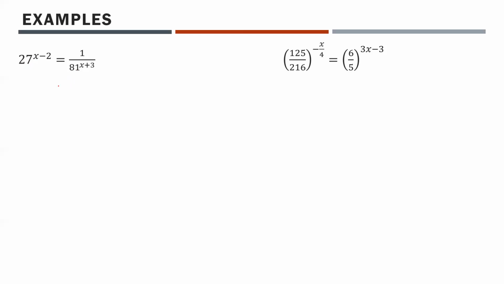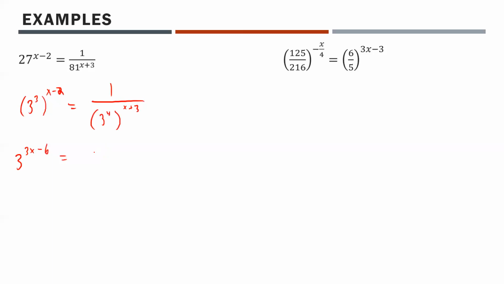And one answer, of course, is 3. 27 is 3 to the power of 3. And so we'll make that 3 to the power of 3 to the power of x minus 2. And this is going to equal 1 over 81 is 3 to the power of 4 to the power of x plus 3. Cleaning this up a little bit is going to give us 3 to the power of 3 times x minus 2 is 3x minus 6.